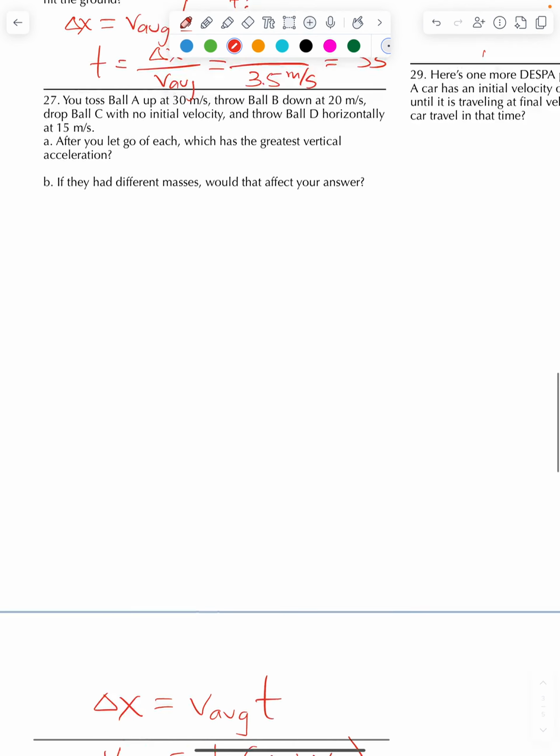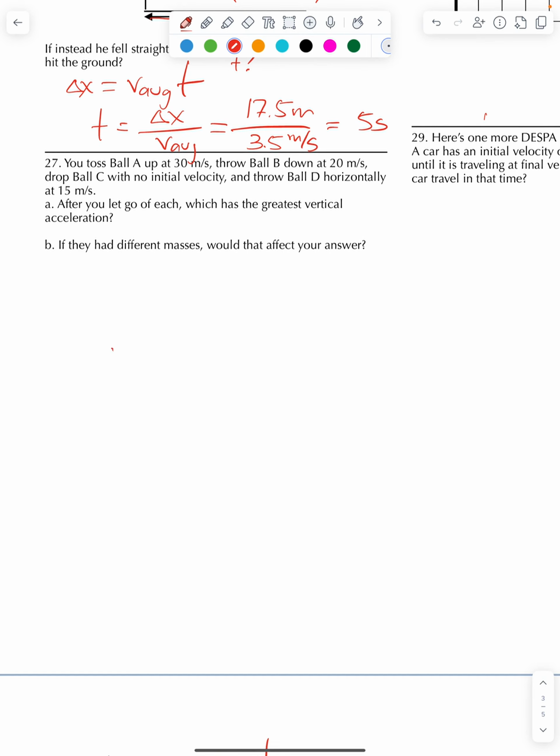You toss a ball A up at 30 meters per second, throw ball B down at 20 meters per second, and drop C with no air resistance. Oh, this is confusing, right? Let's draw a figure. So we toss A up at 30 meters per second. We throw ball B down at 20 meters per second. And then we drop C. We just drop it. And D, we're throwing horizontally at 15 meters per second. Ooh, it's kind of a weird one. After you let go of each, which has the greatest vertical acceleration?